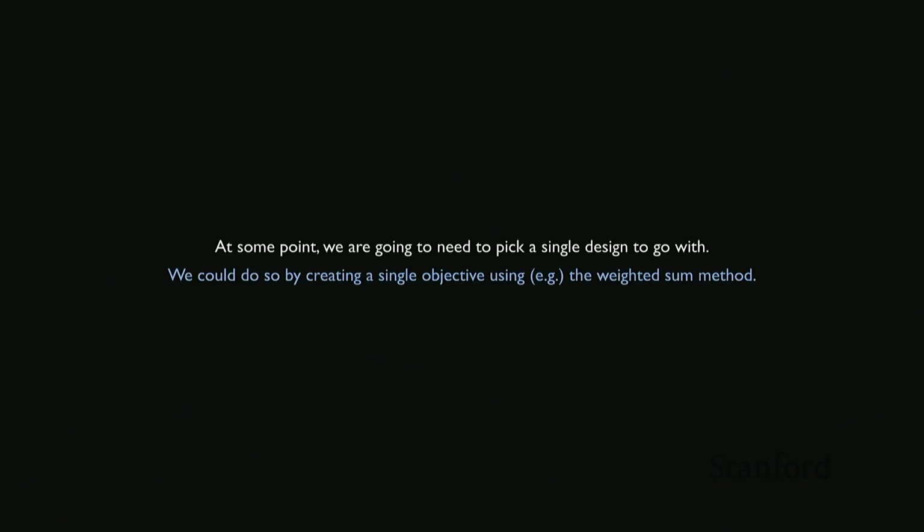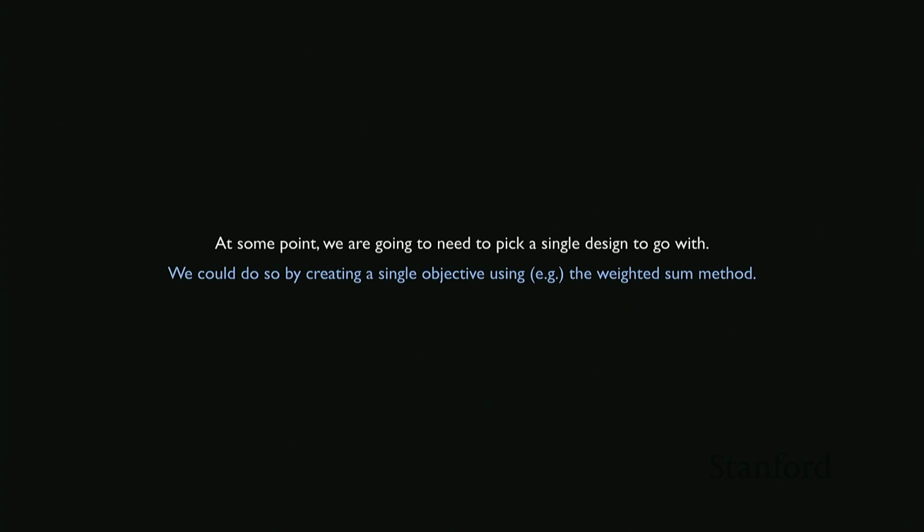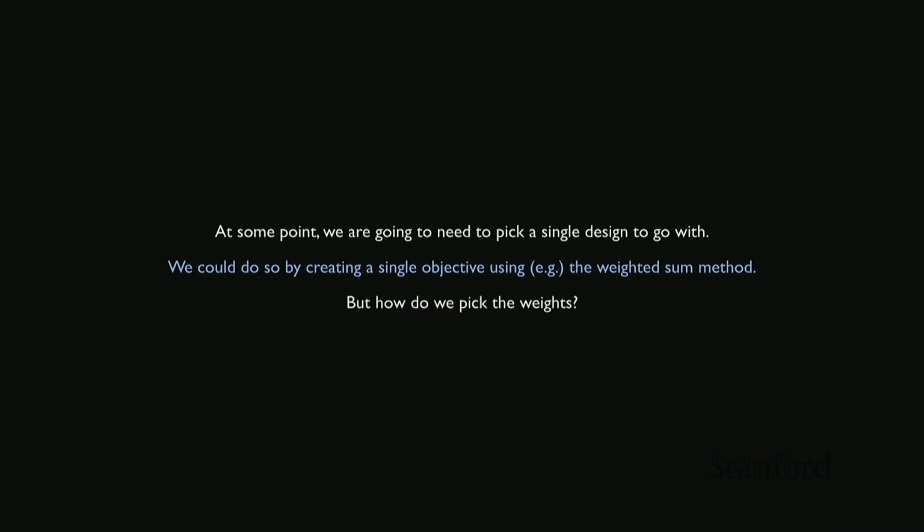And so one very simple way to do this, which is kind of what was mentioned earlier, is why not just pick some weights, create a single objective, optimize for that, pick that point, and then we're good to go. And that's absolutely what we can do. But there's this question of how do we actually pick the weights?